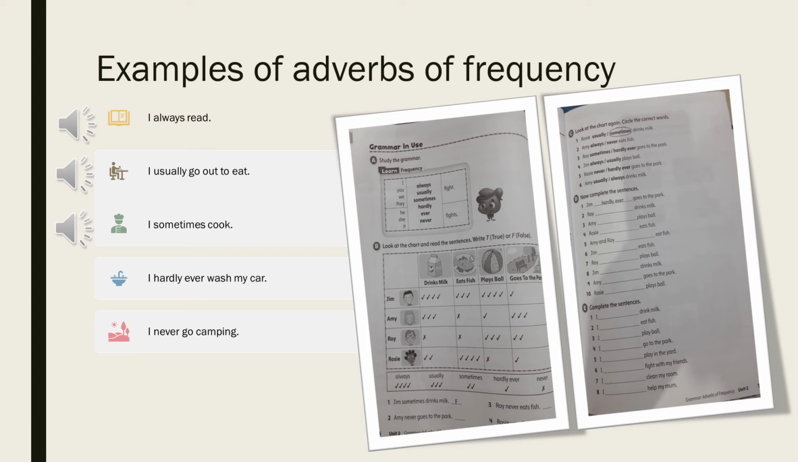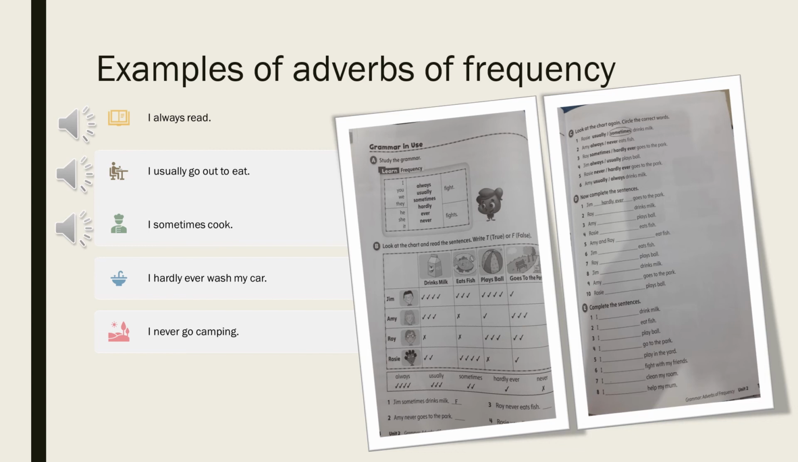Number 2, Amy never goes to the park. Go in the Amy section first, and then see the goes to the park column. If you see in the goes to the park box of Amy, it says 3 ticks, and 3 checks means usually, but they say never goes to the park. That means it's false. Number 3, Roy never eats fish. Go in Roy's column and see eats fish. It shows a cross, that means never, so it's true.